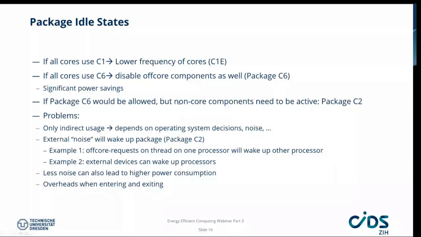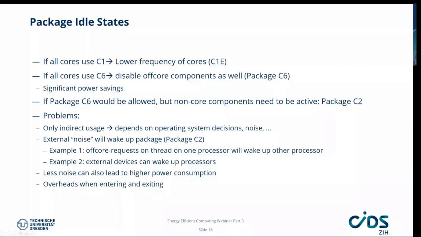The issue is that as soon as some non-core components are needed and need to be active, maybe only to answer some cache coherence protocol, the package will be woken up and go to package C2, which is a kind of in-between state. That means the cores are still idling, but the package is not idling that deep. And the problem here is that you only have indirect usage, so the operating system will decide which state to use, and that external noise will prevent package C6 states.